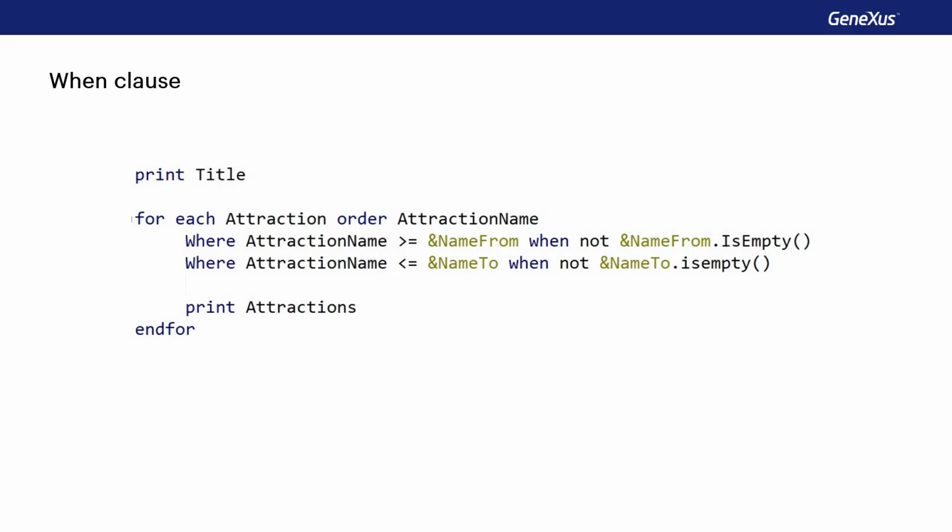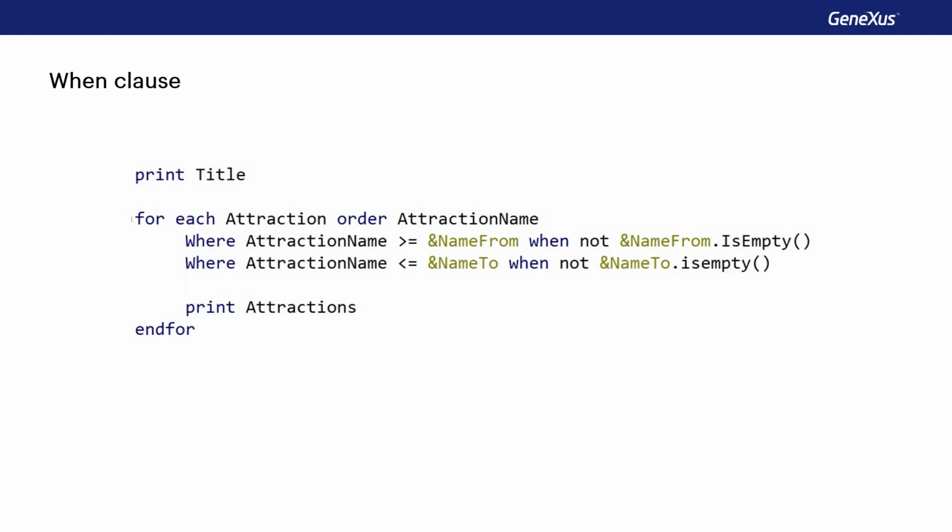Is it possible, then, to consider the orderings and filters so that they're only applied in certain circumstances? For example, to only apply the first where clause when the name from variable is not empty, and to only apply the second where clause when the name to variable is not empty? The answer is yes. We achieve this by conditioning the where clauses with when. Each where clause will only be applied when the when condition is met.